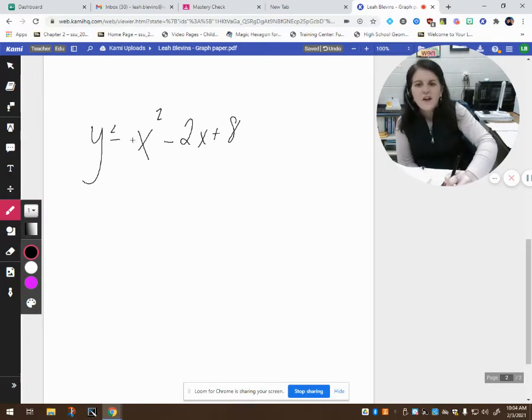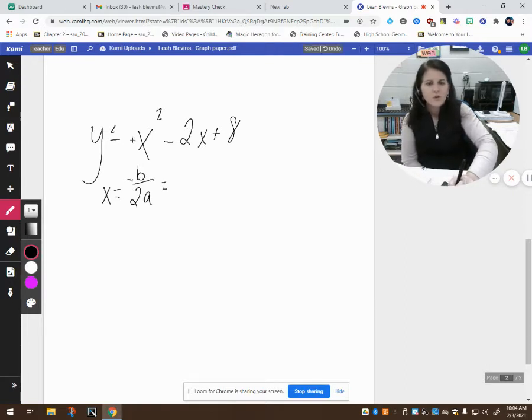So the way that we find the vertex is by first finding the x-coordinate, and the formula for finding that is negative b divided by 2 times a. So my b value here is already a negative. So a double negative makes it a positive 2 over 2 times my a value, which is the understood 1 here. 2 over 2 is 1. Now I know the x-coordinate.